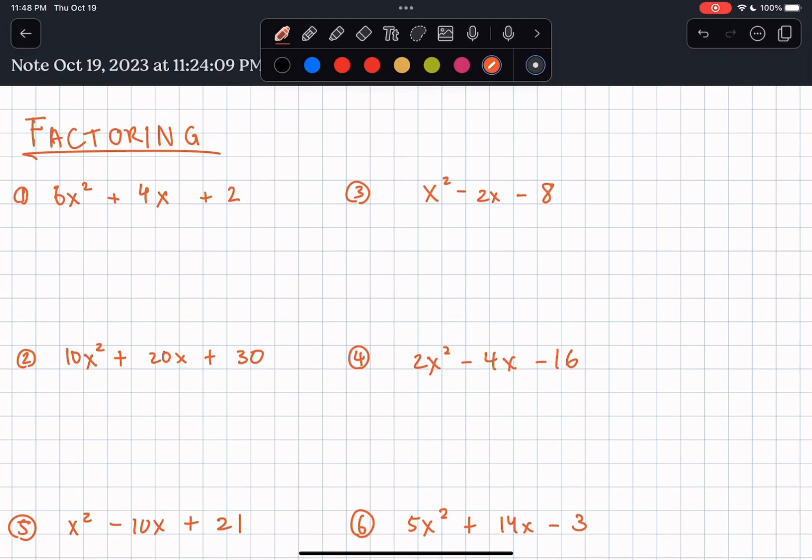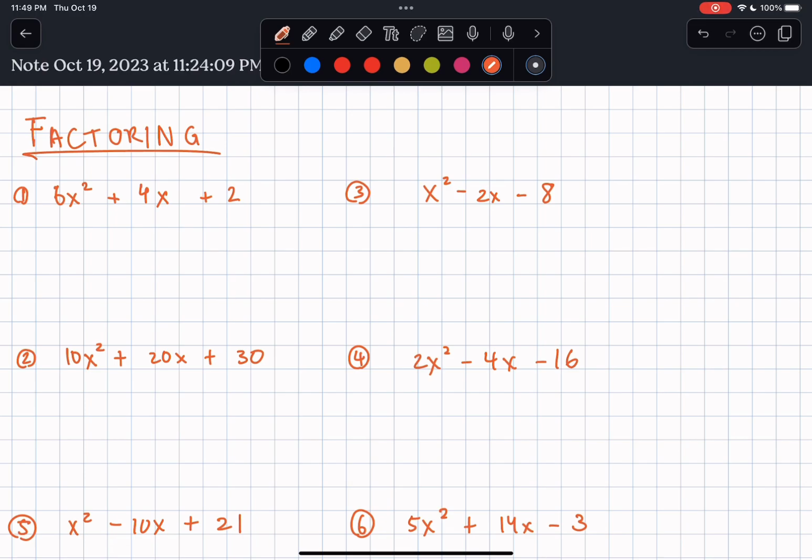Okay, we're going to be doing factoring, and it's going to be factoring with binomials, trinomials, and polynomials. And we're going to be using common factoring, factoring trinomials using the product sum rule, and then factoring by grouping for polynomials. So let's look at the first question.